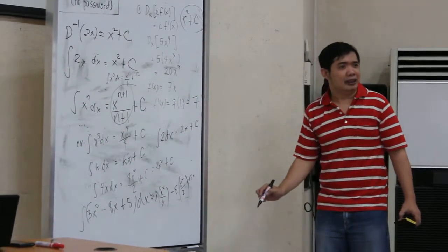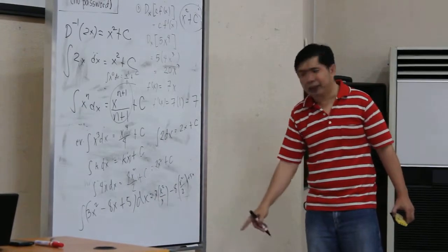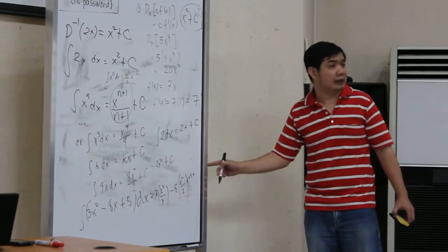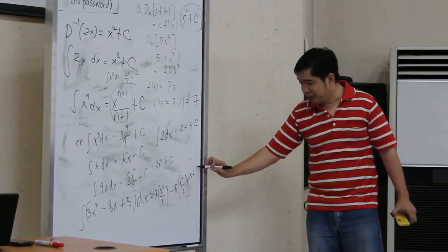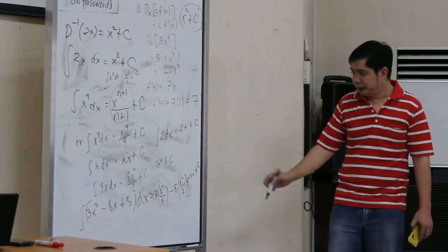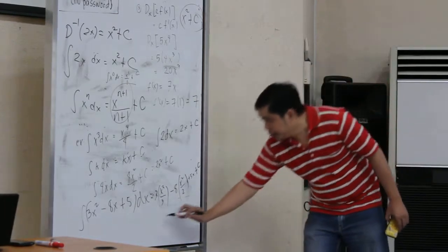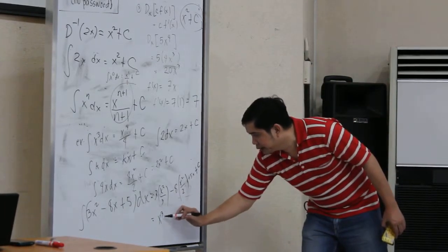Now, I'm done with the antiderivative, but there are other possible antiderivatives by adding or subtracting a constant, right? So, to capture all those possibilities, plus c. Yes. And then, of course, do the arithmetic to simplify the final answer. Okay. 3 cancels, so I have x cubed.